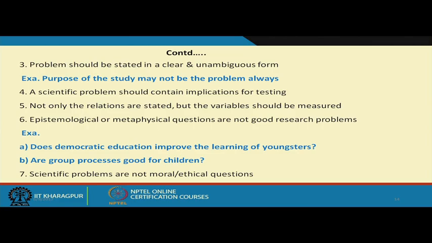So, scientific problems are not moral or ethical questions. When we are selecting a research problem, moral, ethical or philosophical questions are not scientific problems, because subjectivity is involved in them. It varies from individual to individual, from context to context, from group to group, and from institution to institution. So, moral and ethical questions are not scientific problems, because they cannot be verified easily, and there is a high amount of subjectivity and individual variation in them.